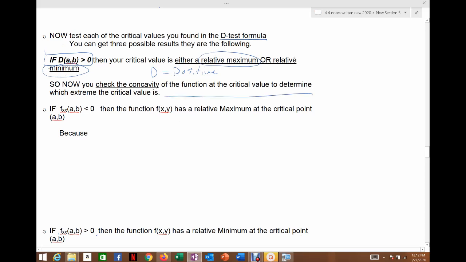So the one more step is just the check. My d came out positive, and so that means I do have an extrema, and now I figure out which one I have. You check concavity just like we did in the one variable case. So I take my second derivative with respect to x, f sub xx, and plug in my critical value. If it comes out negative, well, that means it's concave down.